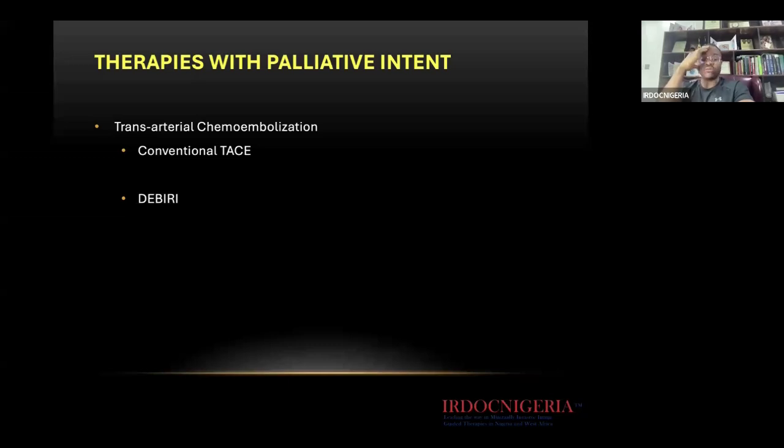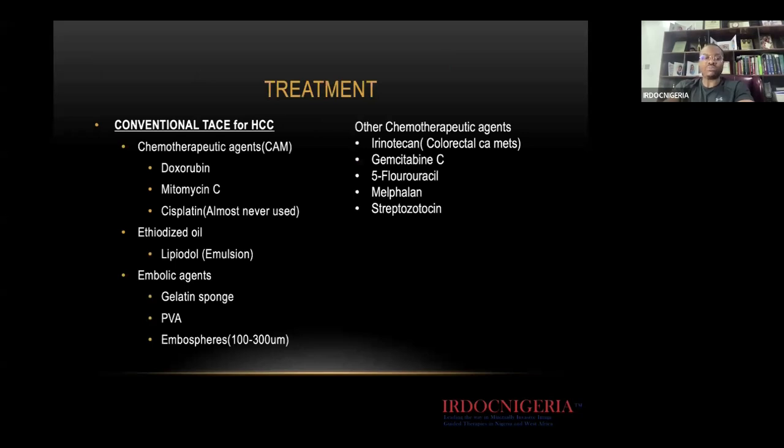Typically, we use something called conventional TACE. We typically do this mostly in patients with hepatocellular carcinoma. However, we've also applied this in some patients with neuroendocrine metastatic tumors or a few patients with colorectal cancers. But again, not a lot of good results from TACE, which is why TARE is mostly used, especially in the palliative setting, which we'll talk about.